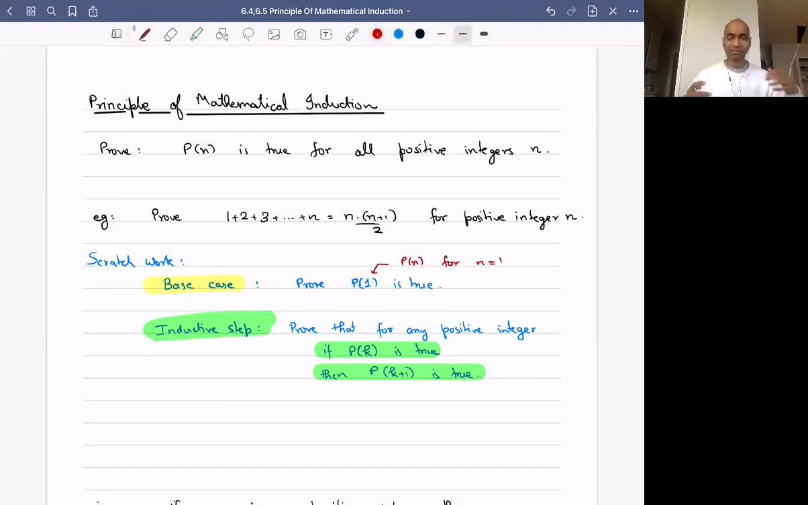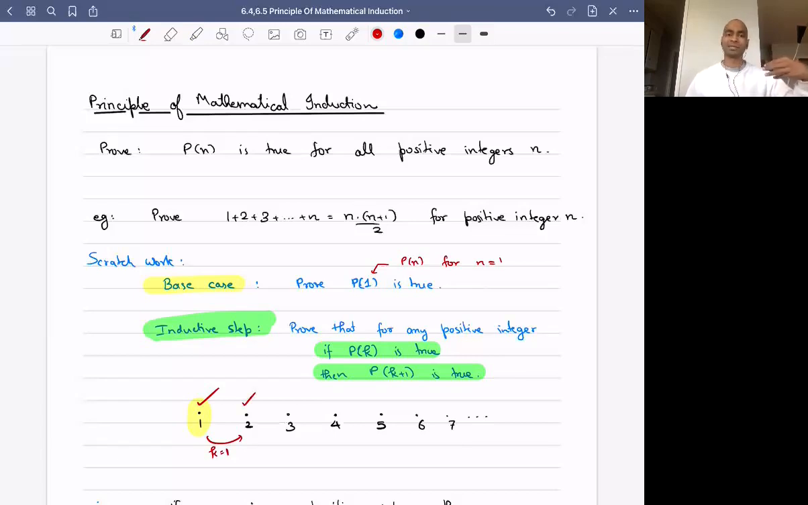And then once you prove these two steps, then I claim that you have proven the statement for all positive integers. And why is that? So let me draw the positive integers. Now, the base case is showing that P1 is true. Then the inductive step says that if P1 is true, then P2 must also be true. So I'm using the inductive step for k equals to 1. That will give me P2 is true.